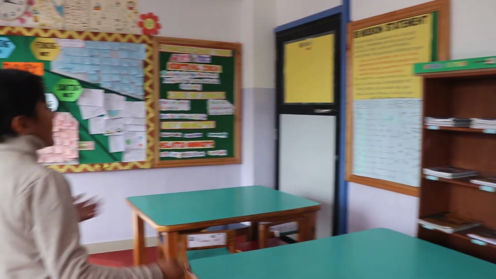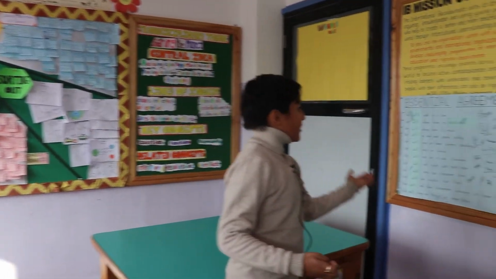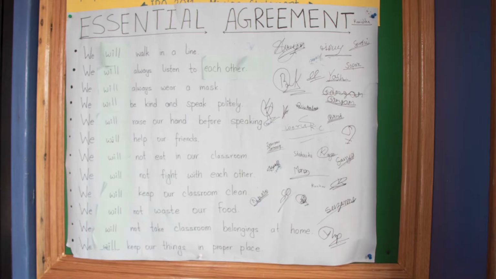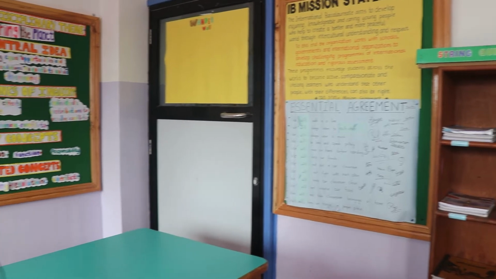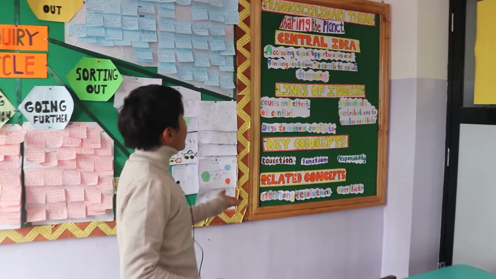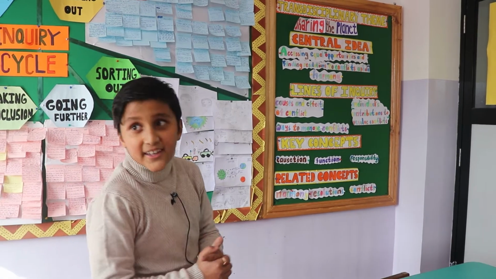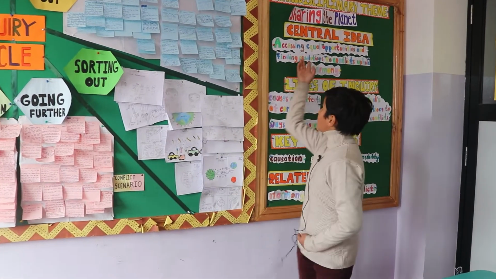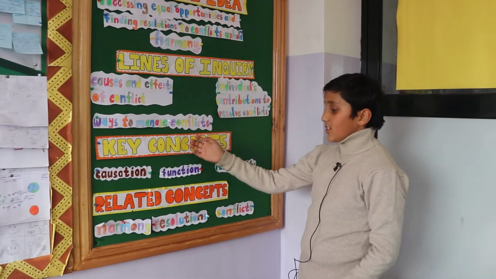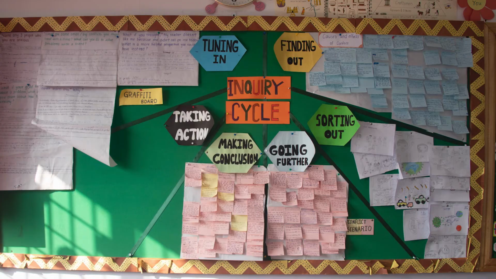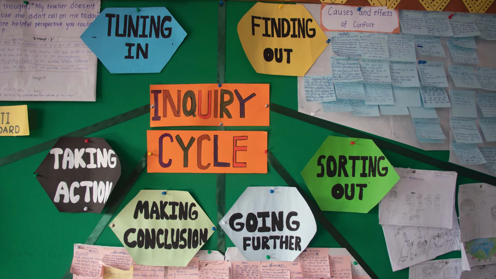And now here is the essential agreement which we made by ourselves and our ma'am edited and pasted here, and we all signed it. And now here is a UOI board, meaning unit of inquiry, and we write the central idea, lines of inquiry, key concept and related concept. And here is the board where we write the activities we did in the inquiry cycle, and our inquiry cycle is tuning in, finding out, sorting out, going further, making conclusion and taking action.